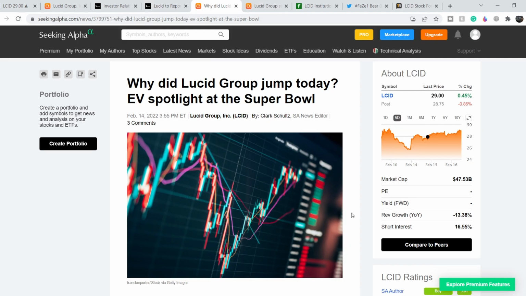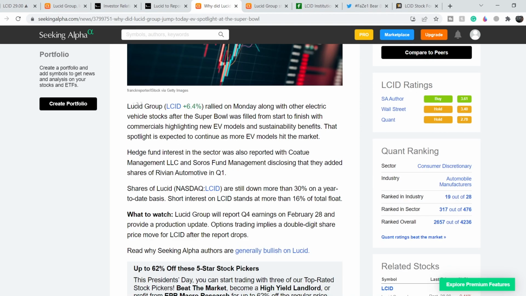On February 14th, we have this article titled "Why did Lucid Group jump today? EV spotlight at the Super Bowl." And let me quote you this. Lucid Group rallied on Monday along with other electric vehicle stocks after the Super Bowl was filled from start to finish with commercials highlighting new EV models and sustainability benefits. That spotlight is expected to continue as more EV models hit the market. Hedge fund interest in the sector was also reported, with Coatue Management, LLC and Source Fund Management disclosing that they added shares of Rivian Automotive in Q1.